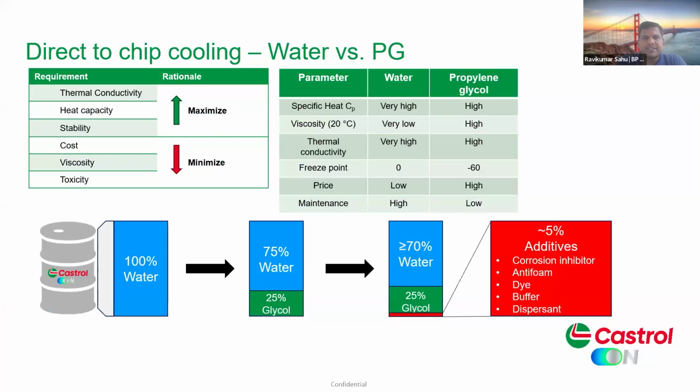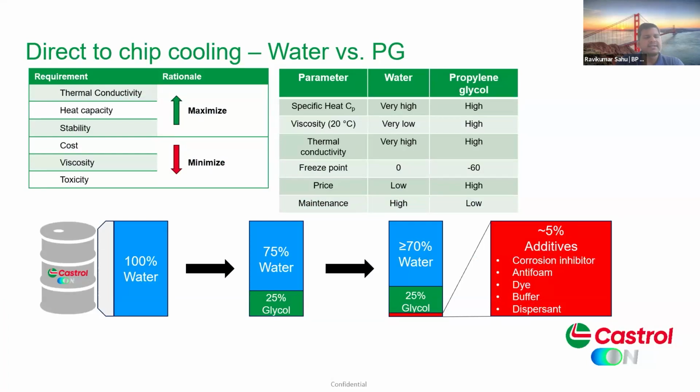What is PG basically? It is 75% water plus glycol plus some additives. Why additives? Because the fluid has to go through multiple components, whether metal, plastic, all types of components. So there may be a possibility that some contamination will come into the fluid, or some corrosion.